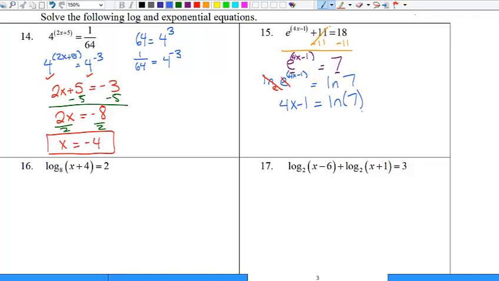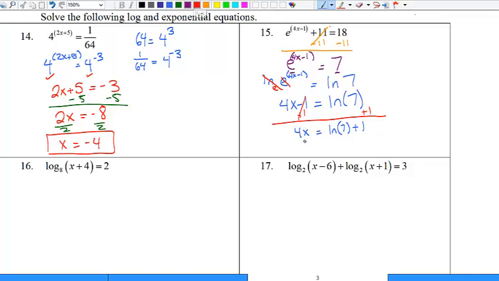Now I need you to understand that ln 7 is some value. If I had a calculator, I could plug it in and show you, but we don't need a calculator for this. But it is some value, okay? So when I try to solve for x and I add 1 to both sides, I cannot add 1 to the 7. ln 7 is a value, then after you get that value, you need to add 1 to it. So please don't write ln 8. It's not ln 8, it's whatever ln 7 is, then add 1 after that.